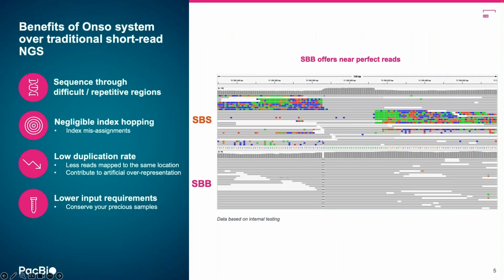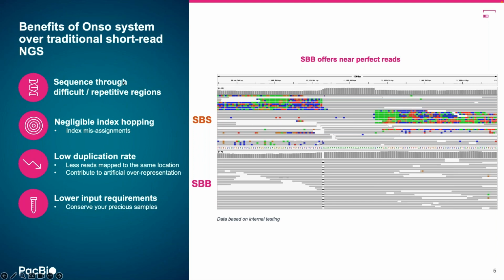So what does this actually look like? Here on the right, I'm showing an IGV zoom in of a region with SBS on the top and SBB on the bottom. So if you aren't used to staring at IGVs all day long, to orient you, each gray bar here is a read, and each colored point indicates a base that is different from the reference sequence. And so you can see really clearly there's a ton of colored bases in SBS, where those are errors that are arising during sequencing, whereas for SBB, it is essentially error-free.